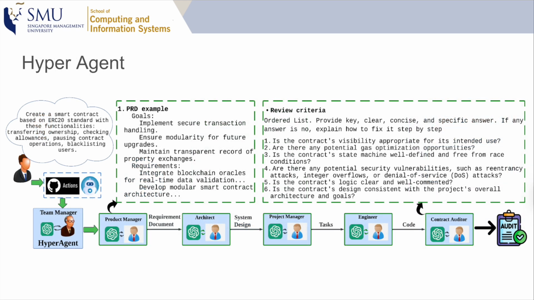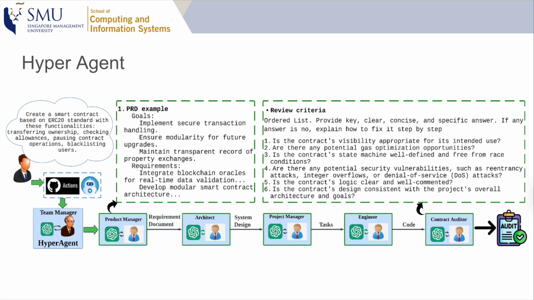Built on MetaGPT, HyperAgent interprets user requirements and assembles a specialized team of AI agents in roles such as product manager, architect, and engineer, simulating a real-world development team. Its unique feature is the HyperAgent role, which analyzes project requirements and automatically forms the right team.